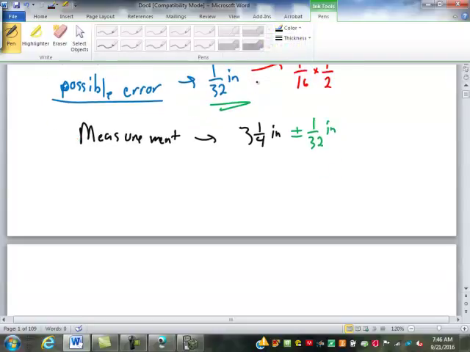Now you might think that 3 1/4 inches is 3 1/4 inches, but it might not be.